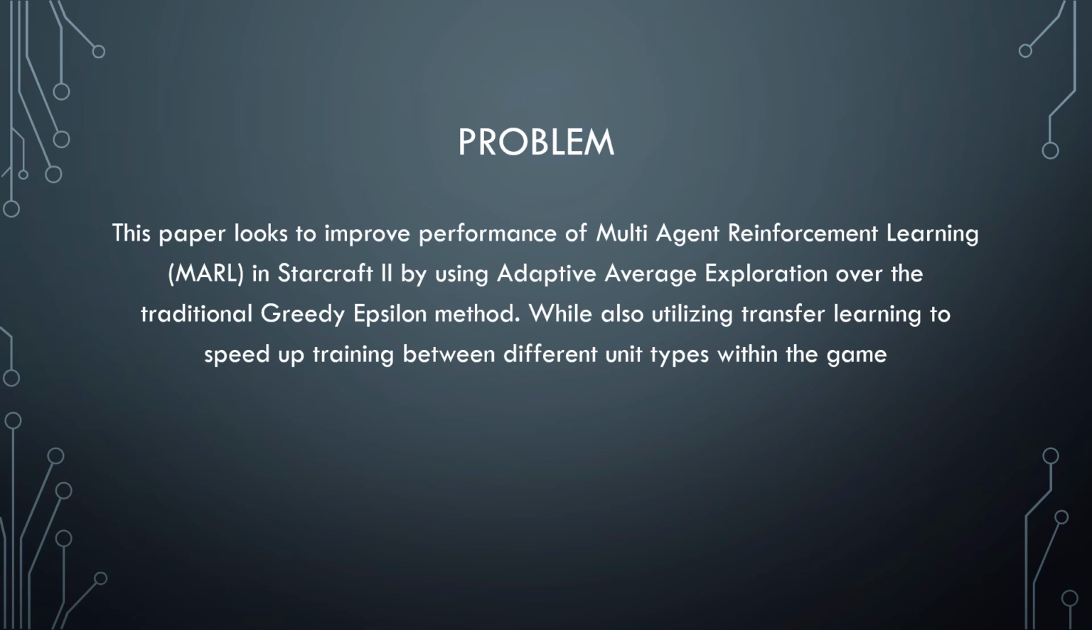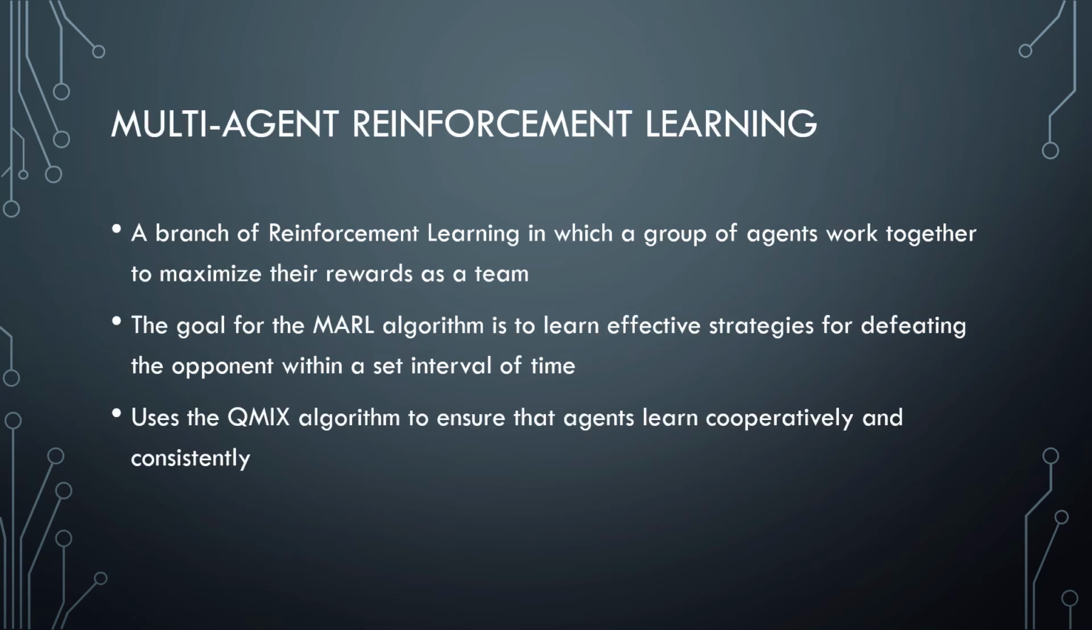Right? So this paper looks to improve performance of multi-agent reinforcement learning in StarCraft 2 by using adaptive average exploration over the traditional greedy epsilon method, while also utilizing transfer learning to speed up training between different unit types within the game. Multi-agent reinforcement learning is a branch of reinforcement learning in which a group of agents work together to maximize their rewards as a team.